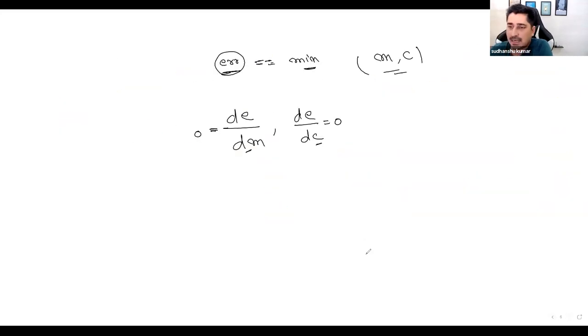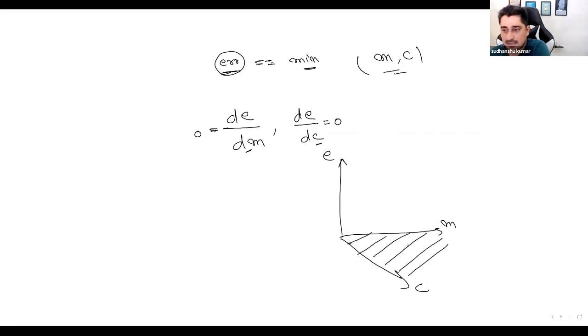So we are supposed to find out a point. Let's suppose this is error, this is M, and this is C, where the error component is equal to 0. And in this region, if we are able to find any points, because every point will represent M and C values, and error will be equal to 0 for any point that exists over here, right? So this is a point I'm supposed to find out somehow. And then I can say that, yes, I have learned something.